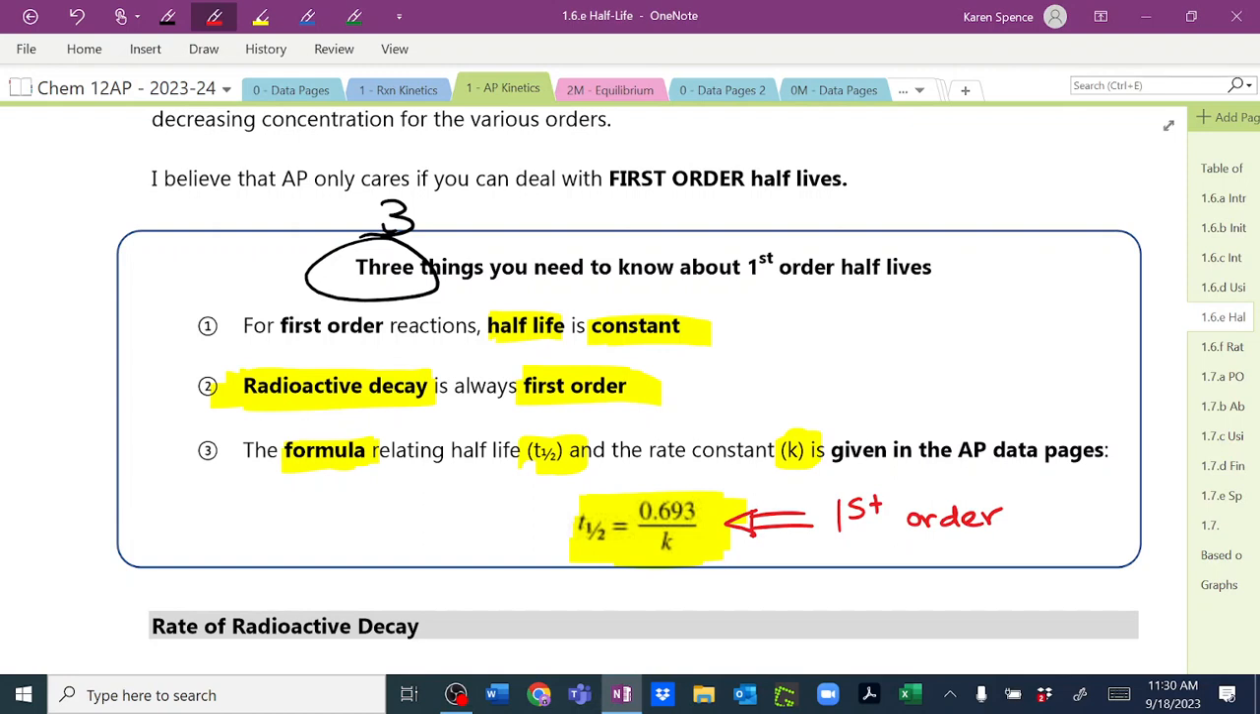Yes? I don't know. All I know is this. Yeah, there's an e in here somewhere, because there's a natural log in there somewhere. Math, me.